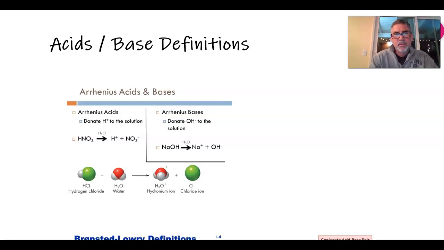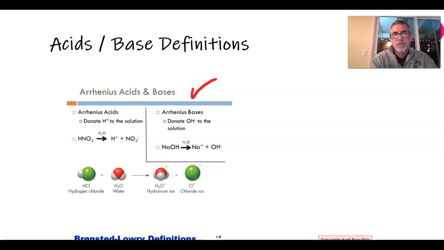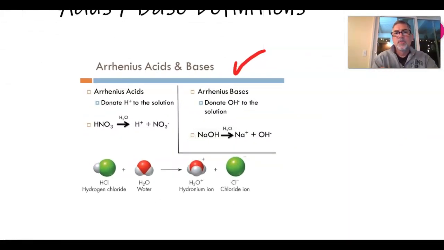So acids and bases. There are three main definitions for acids and bases, right? There's the Arrhenius definition. So Arrhenius, let me make this a little bigger. Arrhenius says that acids donate hydrogen ions, and bases donate hydroxide ions, right?